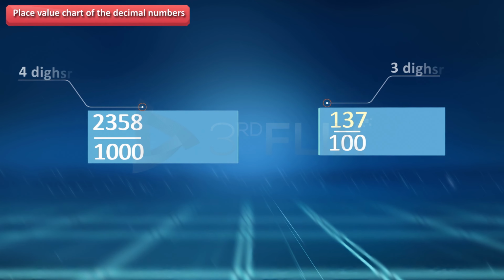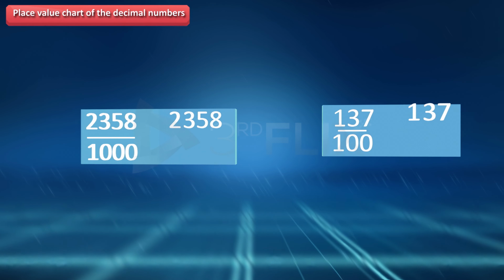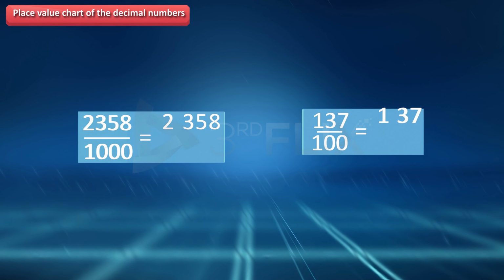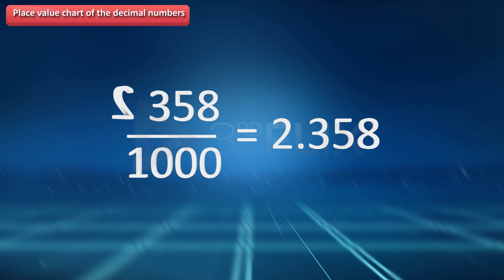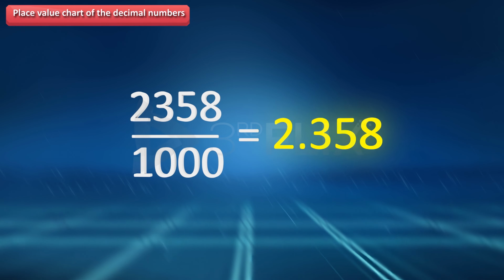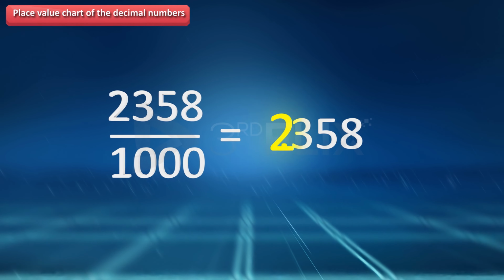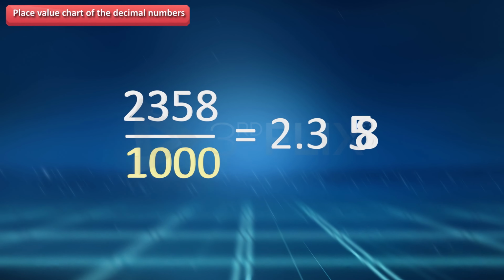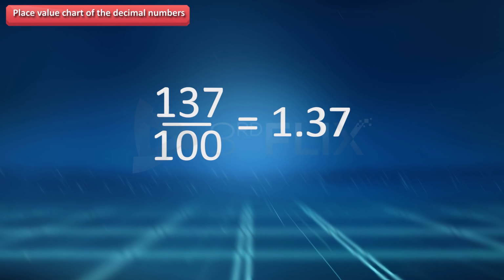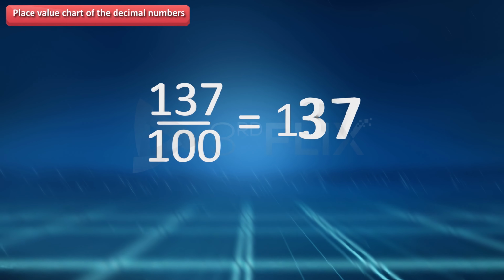If the number of digits in the numerator is greater than the number of zeros in the denominator, we count the number of digits equal to the number of zeros from the right side, and we write a decimal. 2358 by 1000 equals 2.358, read as two point three five eight. Here, the whole number part is 2 and the decimal part is 358. 137 by 100 equals 1.37, read as one point three seven. Here, the whole number part is 1 and the decimal part is 37.